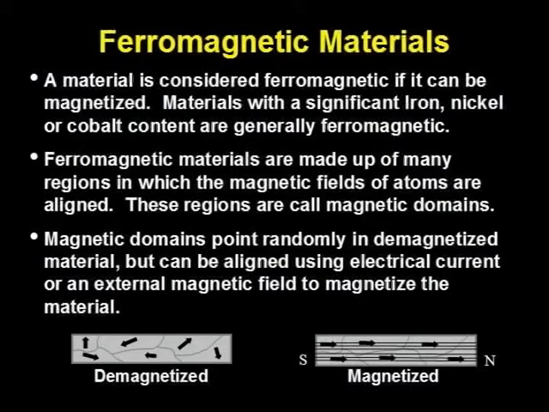Ferromagnetic materials are made up of regions called magnetic domains in which the magnetic fields of the atoms are aligned. The magnetic domains are randomly oriented in demagnetized materials. Magnetic fields may be used to align the magnetic domains with varying amounts of magnetism.